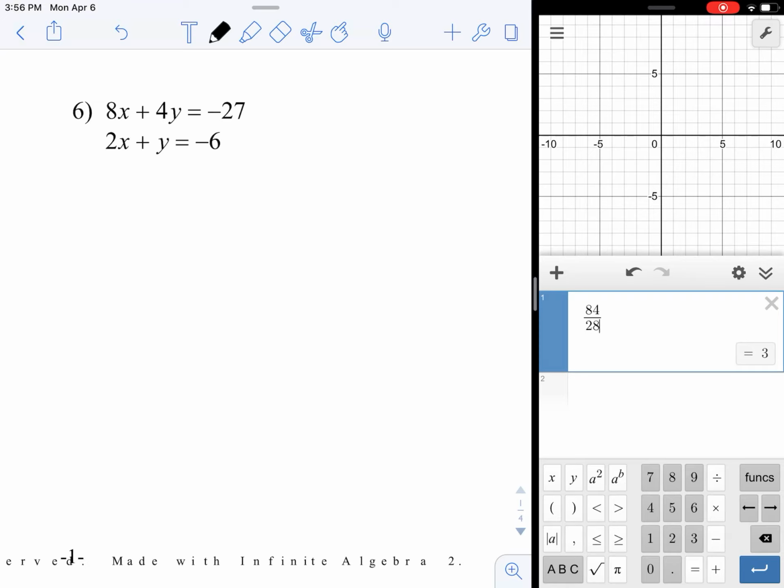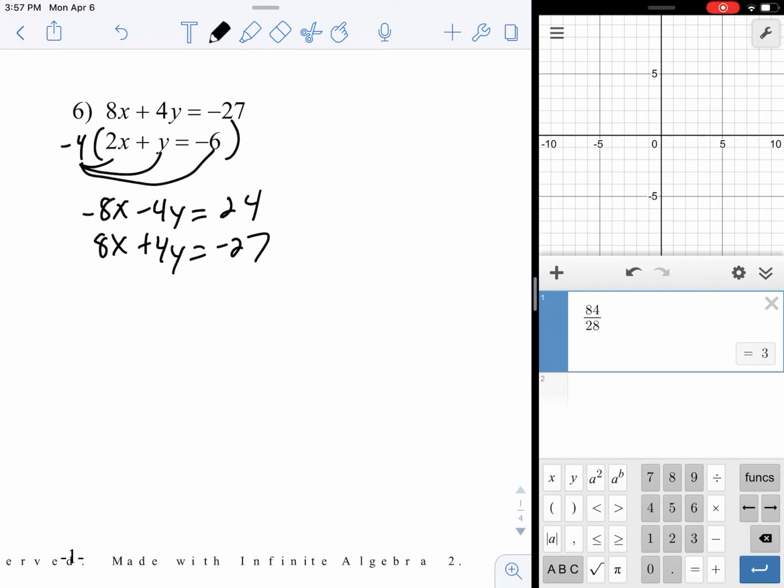Okay, so what do I want to eliminate? Again, let's say I want to eliminate the y's. If I could get a negative 4 right there, that would do the trick, wouldn't it? So I needed to multiply this whole equation by negative 4. So that's negative 8x minus 4y equals 24. If I bring down the other equation and then eliminate here, those eliminate. Negative 8 plus 8, negative 4 plus 4, that eliminates. So that gives me a 0.